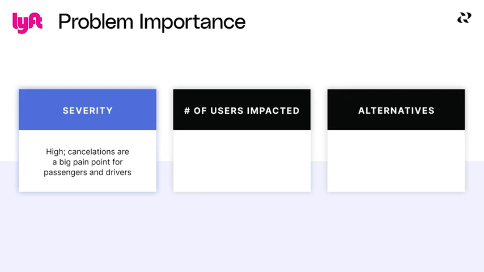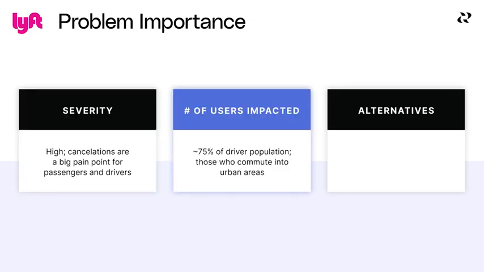For passengers, these late cancellations created an extremely frustrating and time-consuming rider experience. For drivers, the experience was frustrating and costly, since they had to waste time and gas getting to the pickup spot only to cancel the ride, earning no income along the way. The users impacted were all drivers who live in rural and suburban areas and commuted into urban areas to drive for Lyft. At the time, these drivers made up about 75% of Lyft's driver population.